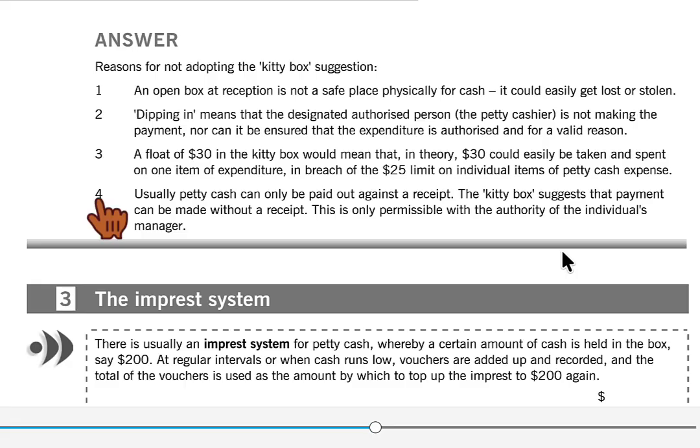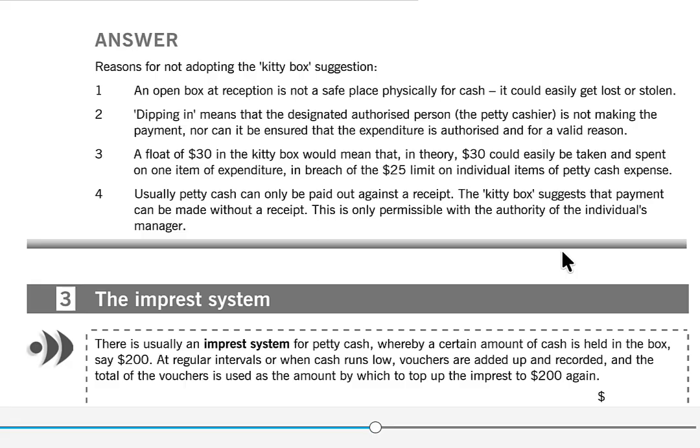Reason 4. Petty cash payments should normally have a receipt. The answer says, usually petty cash can only be paid out if there is a receipt. But the kitty box suggestion means payment can be made without a receipt. That should only happen if a manager authorizes it. This is about evidence. A receipt is proof. A receipt answers important questions like what was bought, how much it cost, when it was bought, who the supplier was, whether it was a business expense.